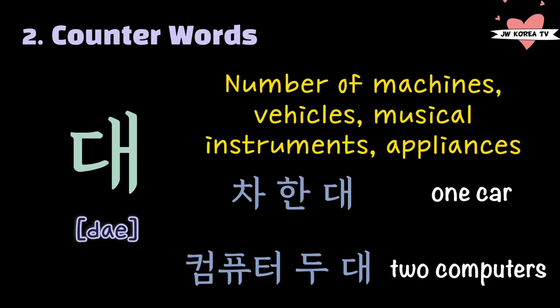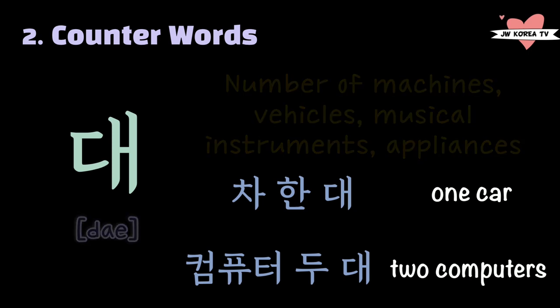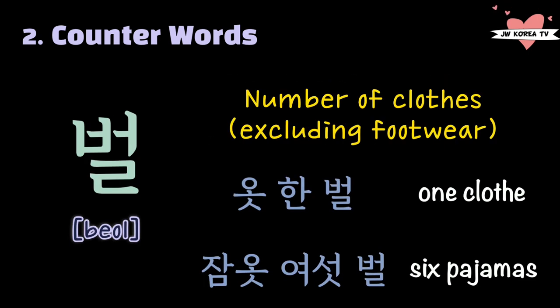대, number of machines, vehicles, musical instruments, and other appliances. 차 한 대, 1 car. 컴퓨터 두 대, 2 computers. 벌, number of clothes, excluding footwear. 옷 한 벌, one cloth. 잠옷 여섯 벌, six pajamas.